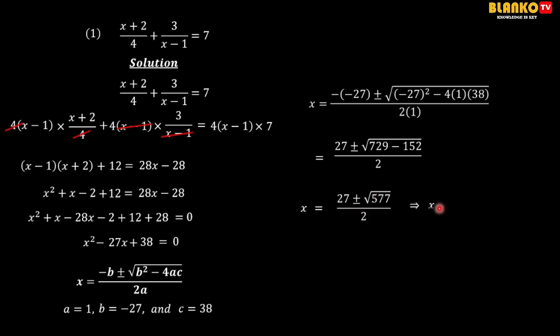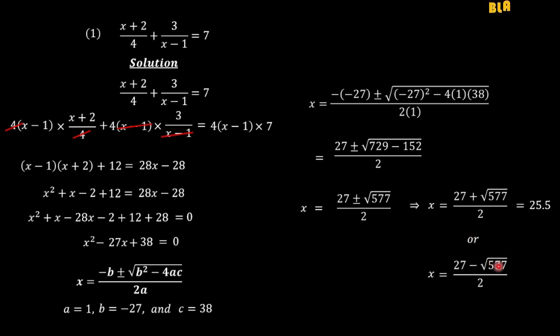So this means x is equal to what? 27 plus the square root of 577 over 2. And this is going to give us what? 25.5. Or x is equal to 27 minus the square root of 577 over 2, which is also going to give us what? 1.49. So our answer is x is equal to 25.5 or x is equal to 1.49. I hope you understand.